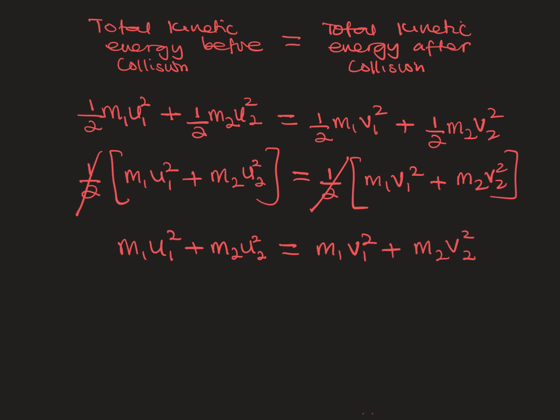I can continue to substitute the values that I know. M1 is 18. The initial velocity U1 is 20, so that will be squared, plus M2 is 6 kilograms, multiplied by U2 is 8 meters per second, so it's going to be squared. This is equal to M1 is 18, V1 we don't know, so it will be times V1 squared, plus M2 is 6 times V2 we don't know, so it will be V2 squared.